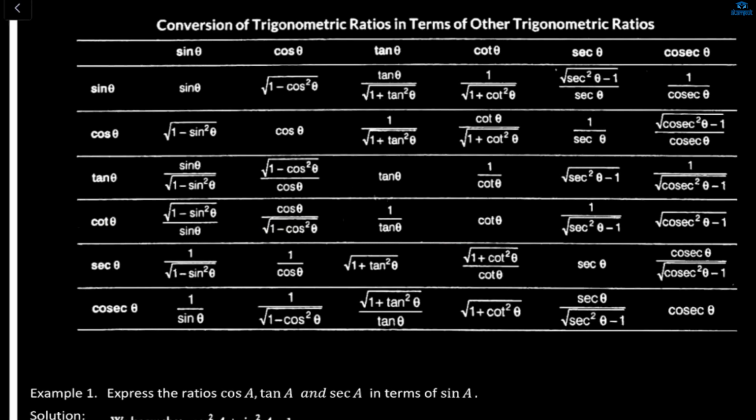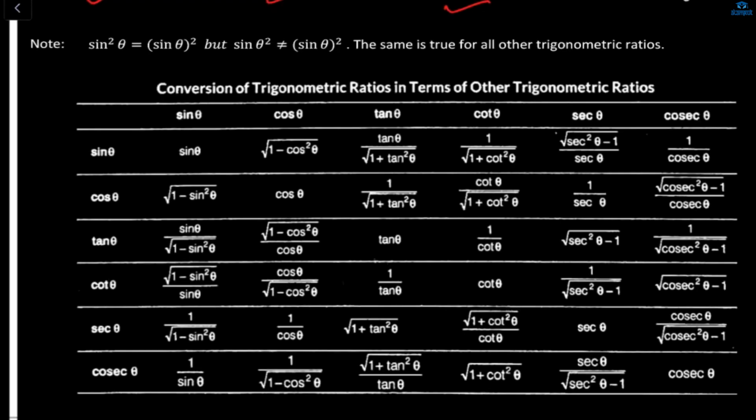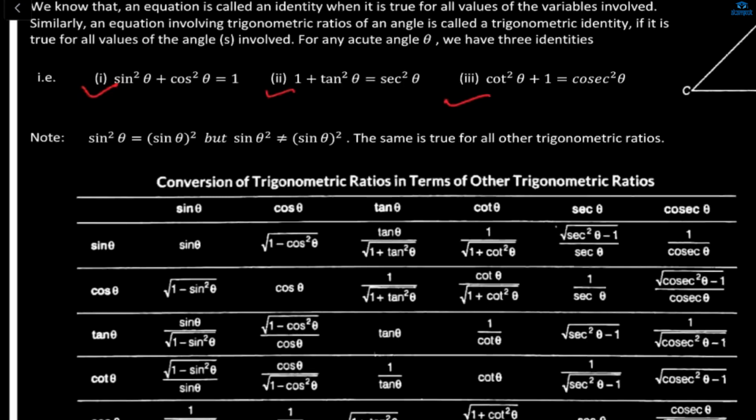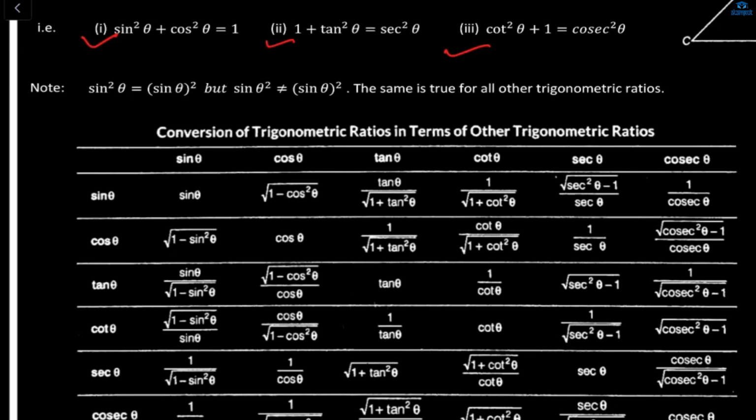Now you can see sin theta can be written as sin theta itself, and if you have to write sin theta in terms of cos theta, how can you write it? From the first identity, you can write it as root of 1 minus cos square theta. And how can you write sin in terms of tan? If you see the third identity, cot square theta plus 1 is equal to cosec square theta. So cosec square theta can be written as 1 upon sin square theta, and cot theta can be written as cos theta upon sin theta, which is 1 upon tan theta. So from there you can derive that sin theta in terms of tan can be written as tan theta upon root of 1 plus tan square theta.